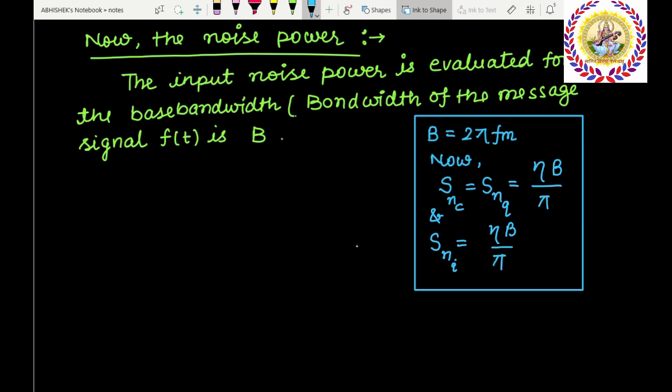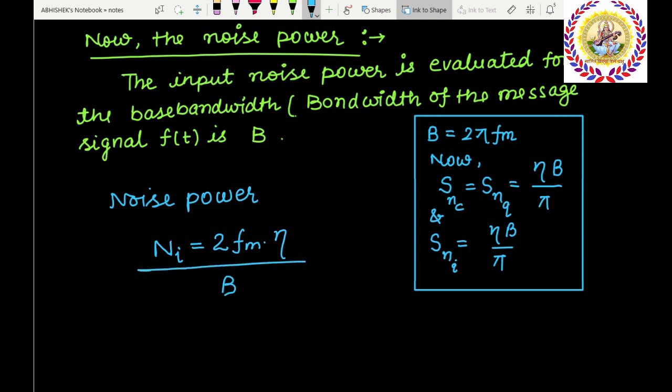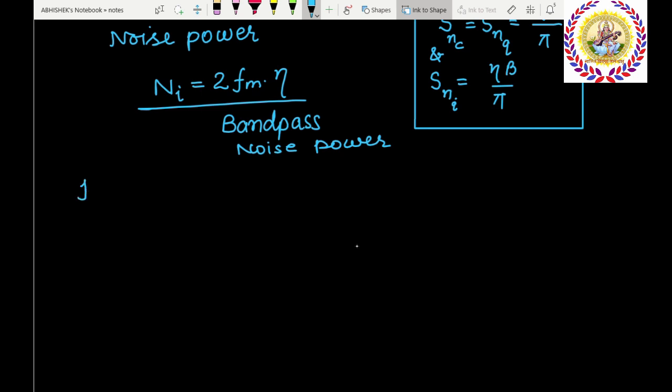Now this is very simple, that the noise power will be given by Ni at node A. It will be equal to 2 into Fm into eta, where I have replaced the value of B equal to 2 pi Fm in the expression of Sni. So this is the band pass noise power at node A. So the input noise power Ni is equal to 2 into Fm into eta.